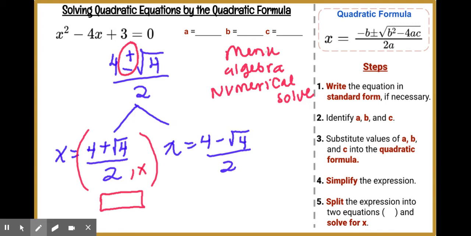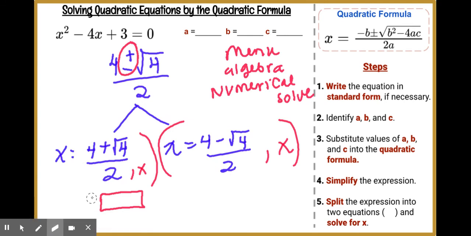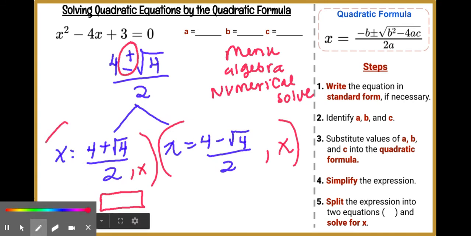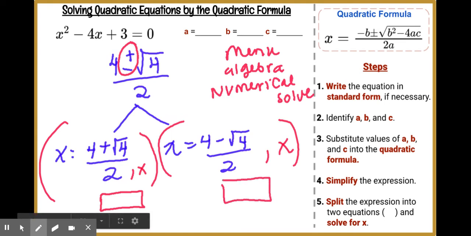You're going to press menu, algebra, numerical solve, place this. Okay, place this whole thing with a comma x. In fact, I messed up over here because I had to include the x equals. So you would type x equals this fraction, 4 minus the square root of 4 over 2, comma x. It'll help you solve for x. Okay, then you're going to place your root here. So these are two solutions to the quadratic formula.